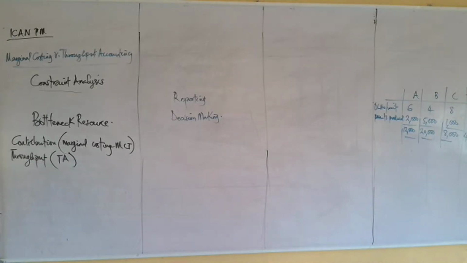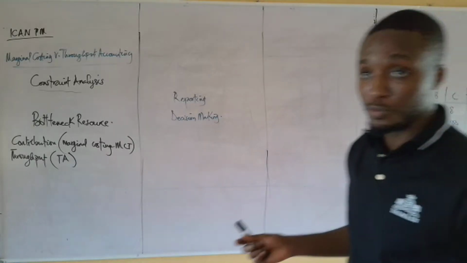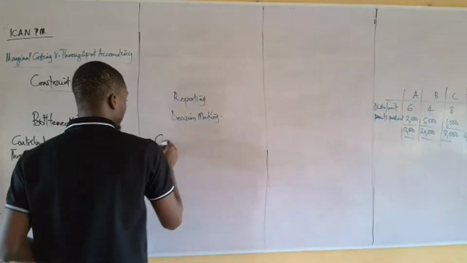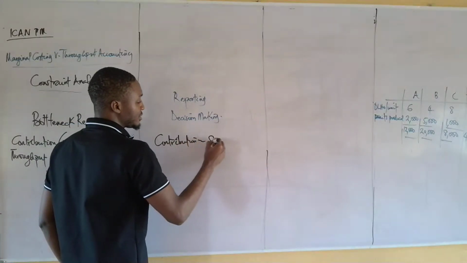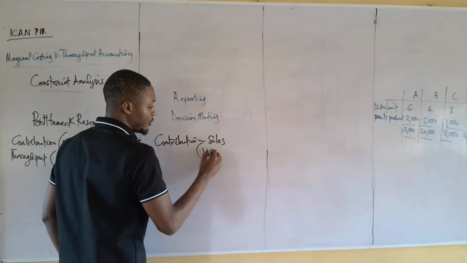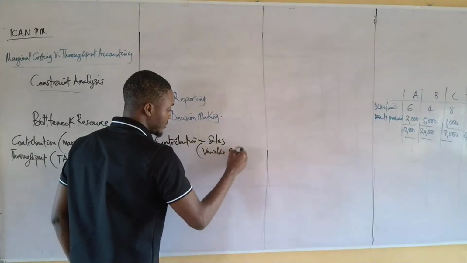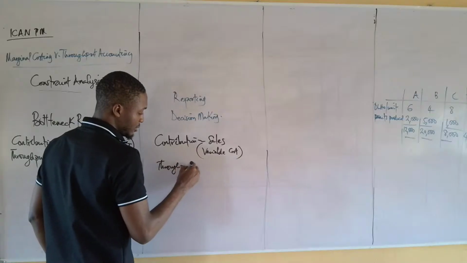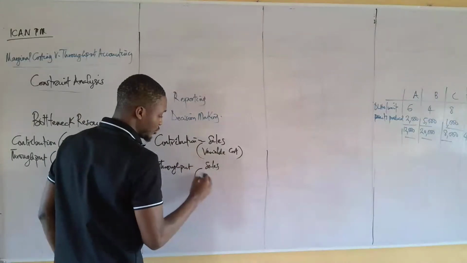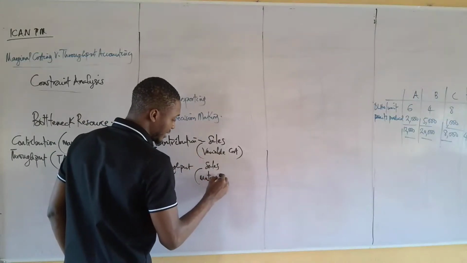If you're using marginal costing, you should calculate what? Contribution. And we know that contribution is equal to sales minus variable what? Cost. And in the other case, throughput is sales minus what? Material.